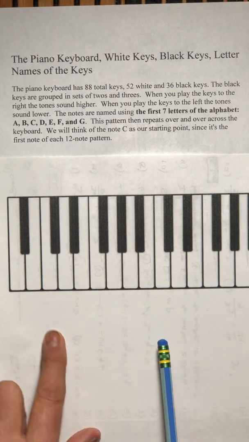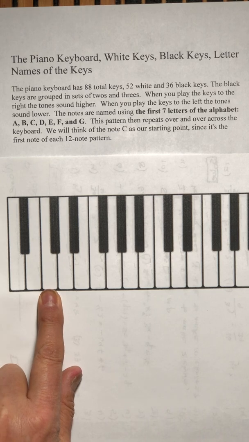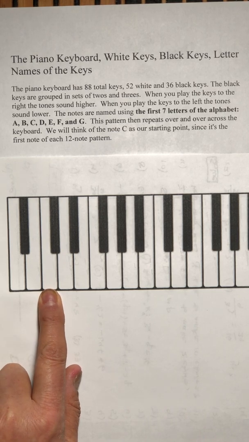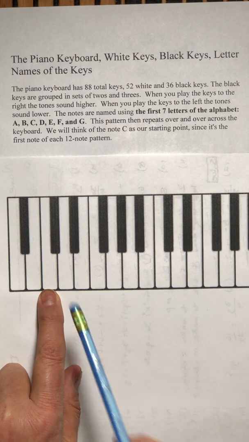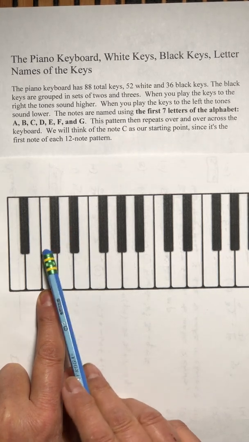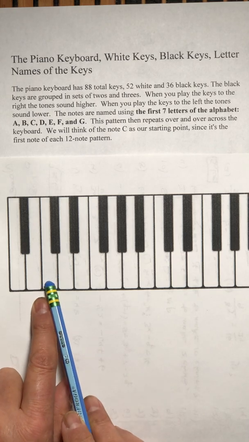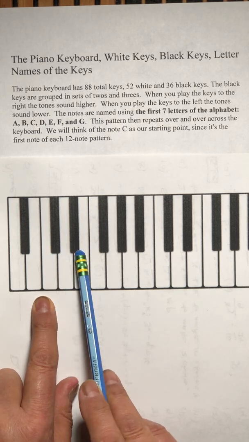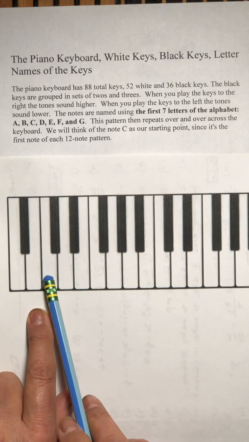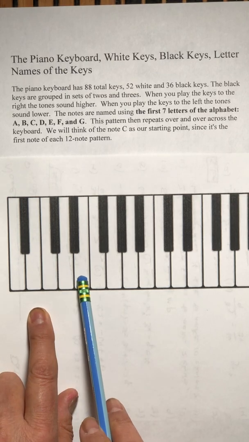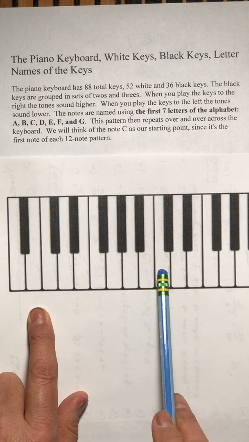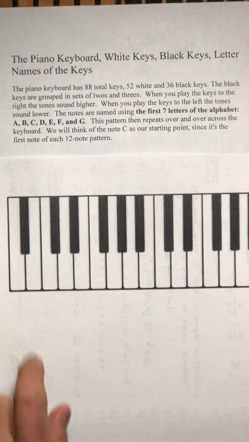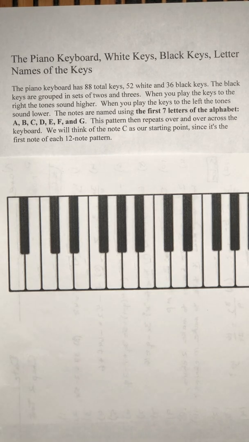Now let's talk about C. We will think of C as the note of our starting point, since it's the first note of each 12-note pattern. Within this 2 black key set, C is found right in front of the 2 black keys. We have C, D, E, F, G, A, B, C. This pattern then repeats over and over across the keyboard.